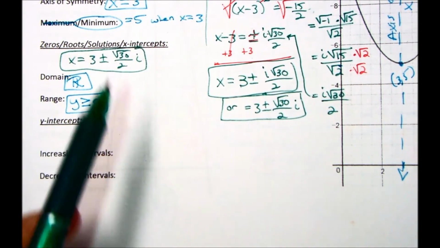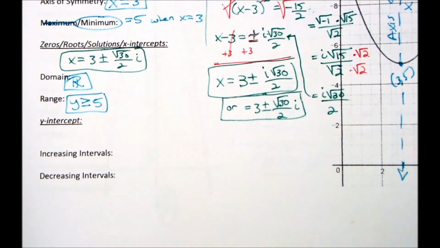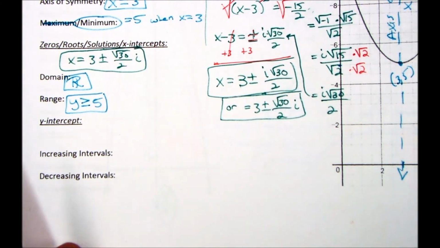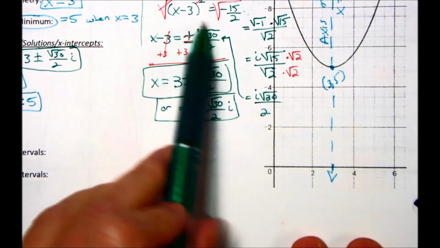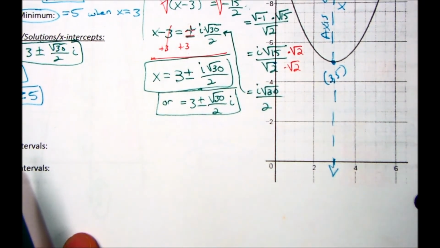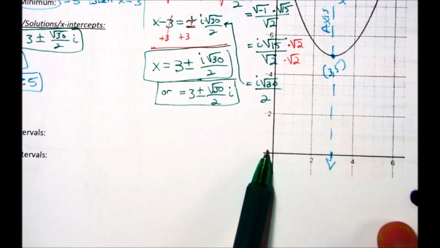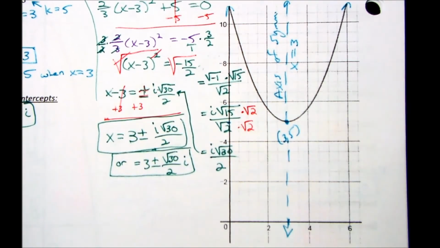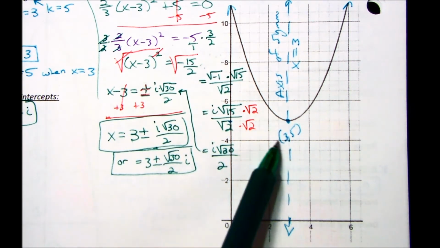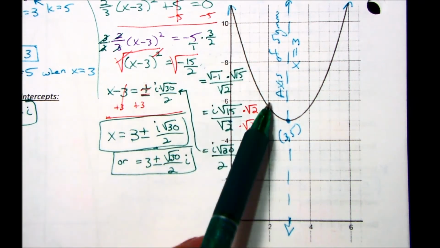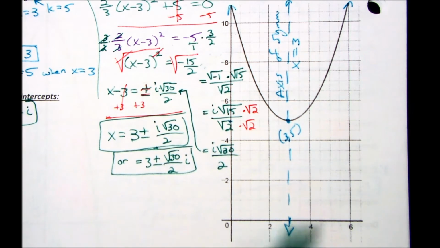Now, unlike some of the other problems, we do not need to change this to a decimal and graph it, because if you look at your graph, whenever you get an i or an imaginary number or a complex root, that tells you that there are no x-intercepts. If you look at this graph, it will never cross the x-axis because it starts here at the point 3, 5 and it's opening up. So it will never turn around and cross the x-axis.